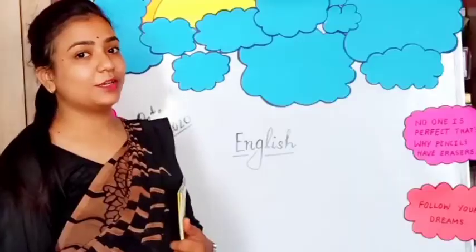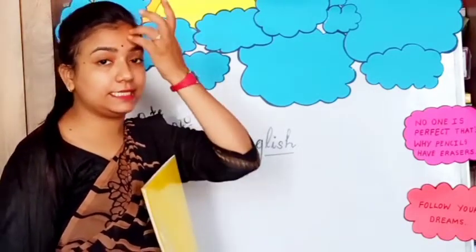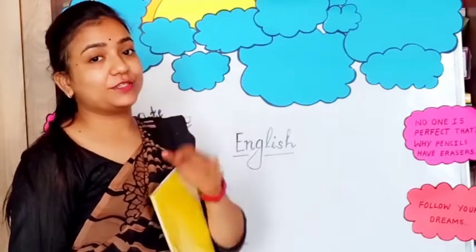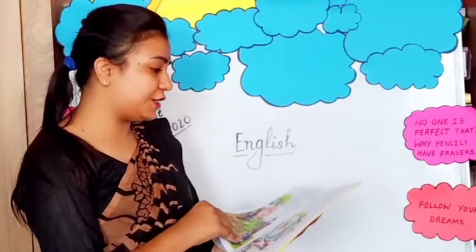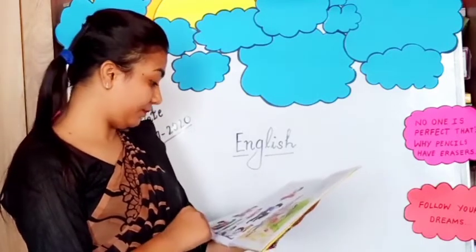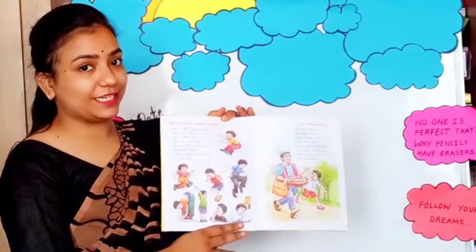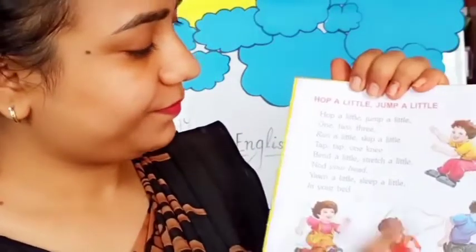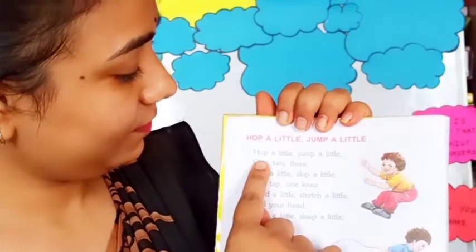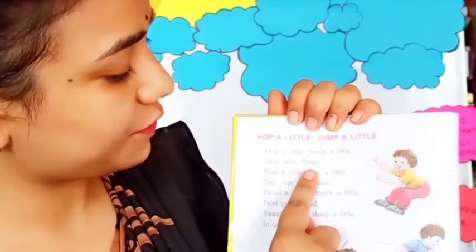Okay, so kids, you all have learned how to make letters C, D and E. Okay, so now it's rhyme time. Open page number 16. Hop a little, jump a little. So firstly you will read from the book.